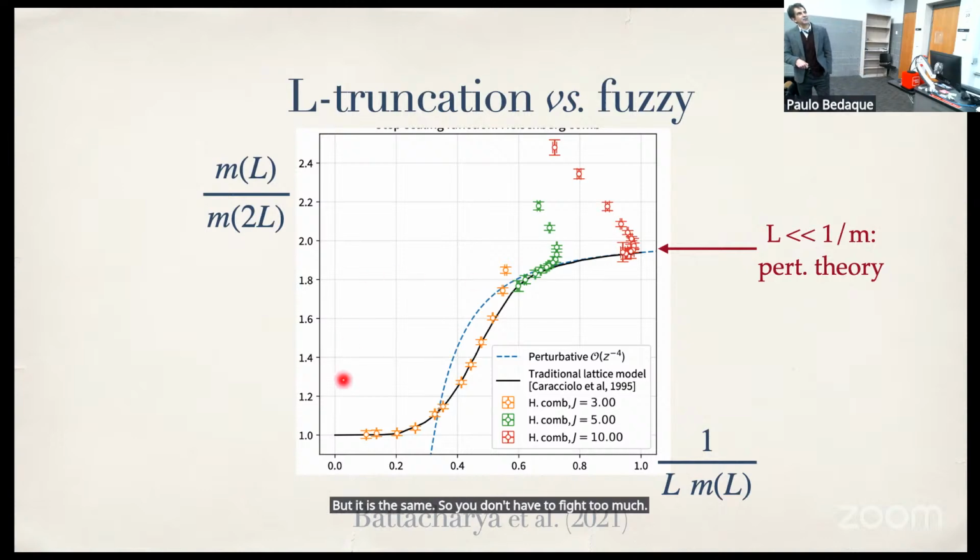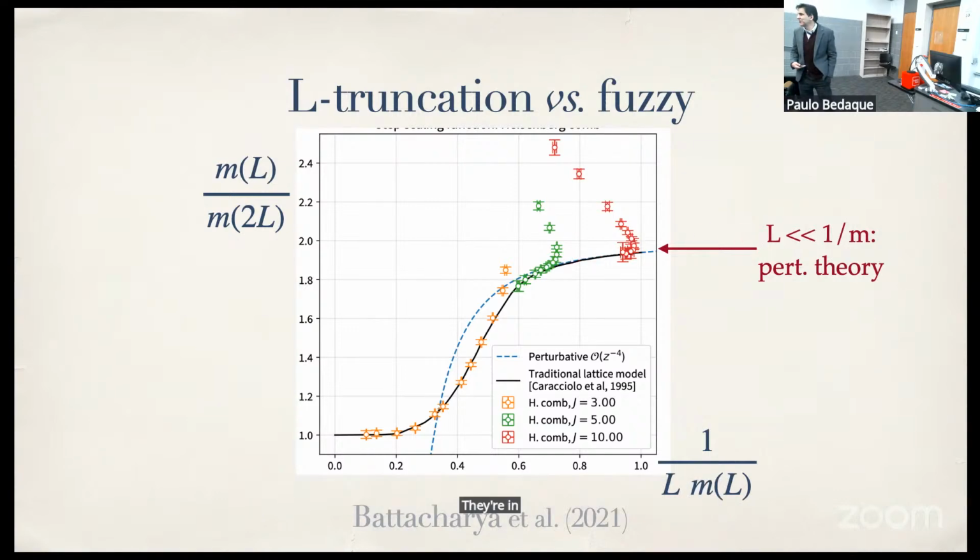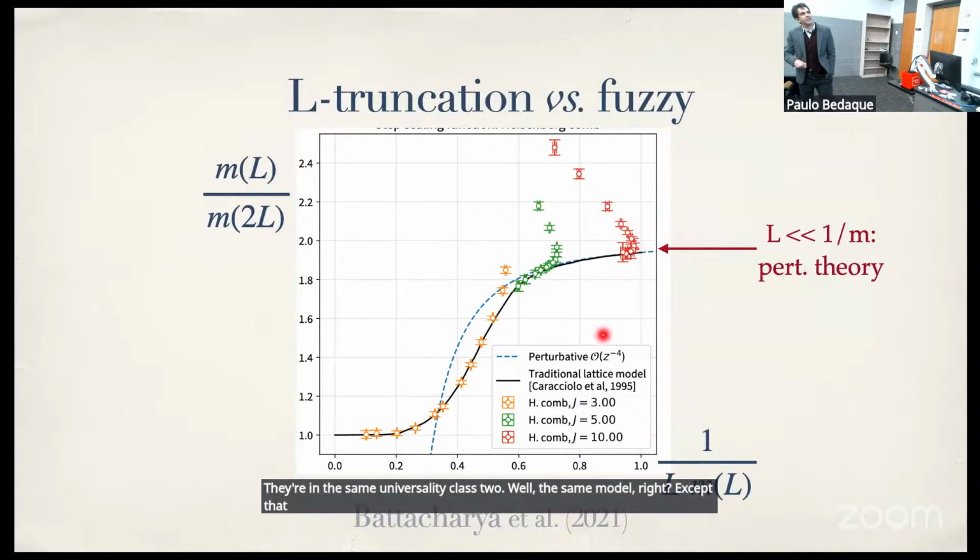But it is the same, so you don't have to fight too much. And that's the same calculation they did now. In their model, they can do Monte Carlo. And the fact that these points are approaching this black curve is evidence that they're in the same universality class too. Not the same model, right? Except that their evidence is better here. My evidence was better here. So they are complementary calculations.